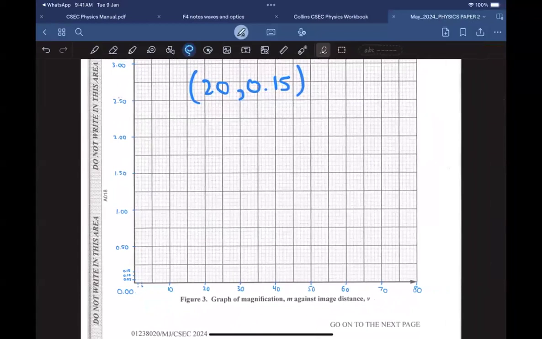If you can show me where 20, comma 0.15 is. Ready? Perfect. Right? And Nicholas, you got to help me with the other point.